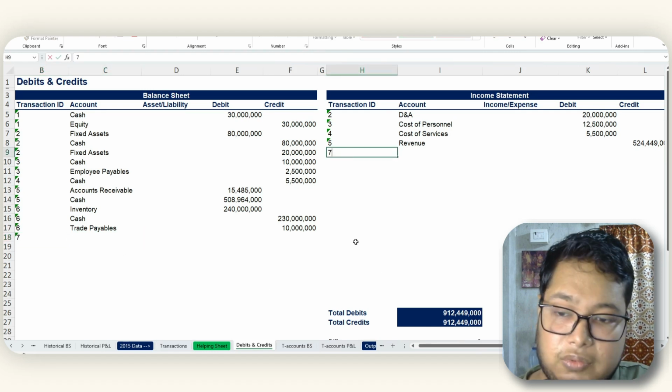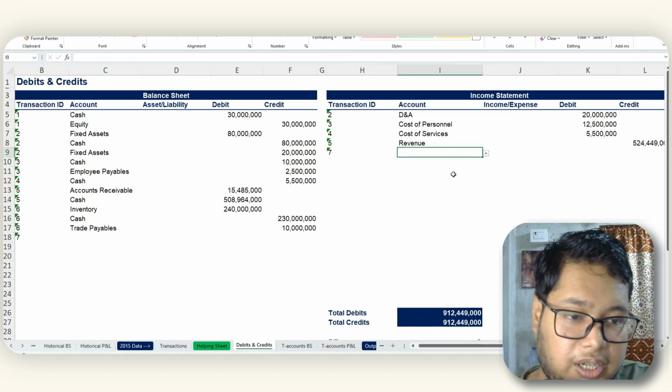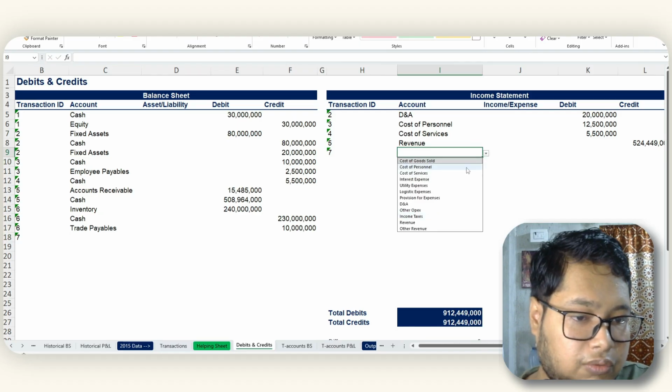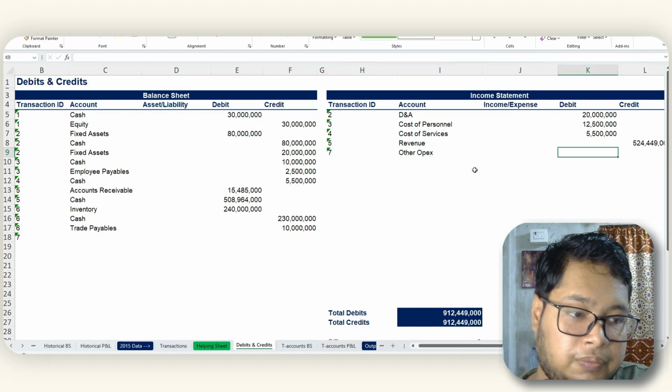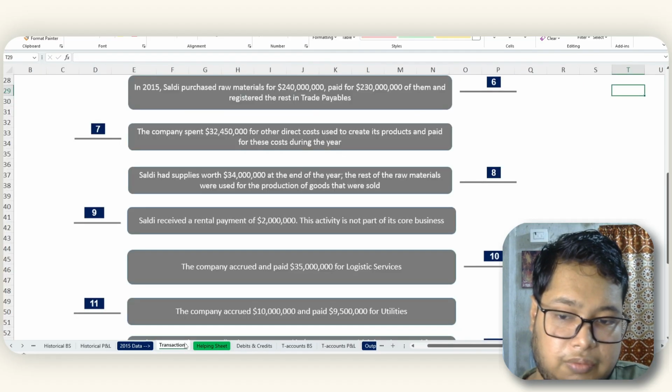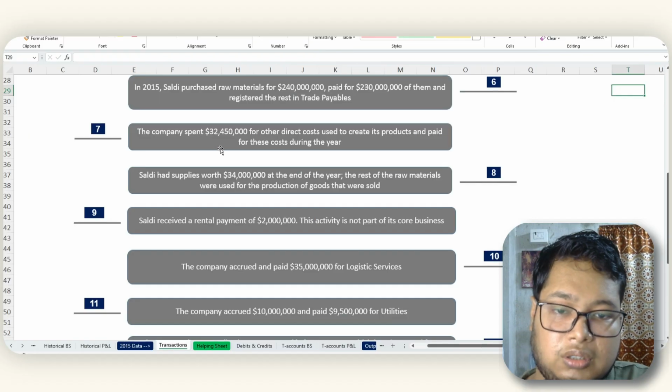First I record here only. Okay. So which account can we use here? Let's see. Cost of goods sold, no. Service personnel, no. Utility expense, no. Interest expense, no. Yeah, other OPEX, yeah. It's not revenue. Other expense will calculate how much. Let me see it once again. It is transaction 7. Here it is.